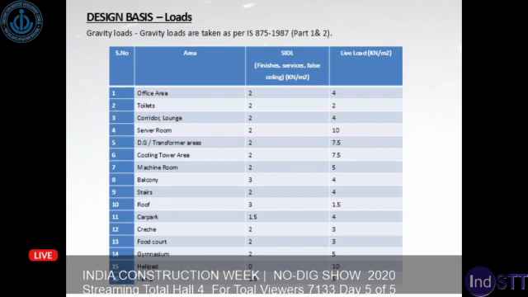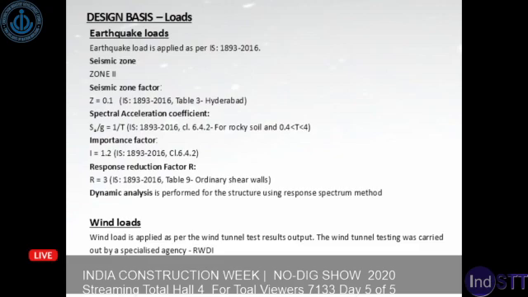So here is a list of the live loads that are considered for the design, and these are as per IS 875 and also as per the utility of the area. The earthquake load is applied as per Indian Code IS 1893, seismic zone 2. These are the factors that have been listed. Wind loads were applied as per the wind tunnel test outputs that were carried out by a specialized agency specific to this structure.